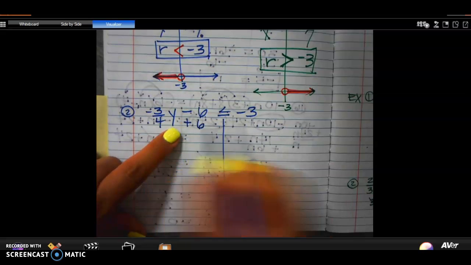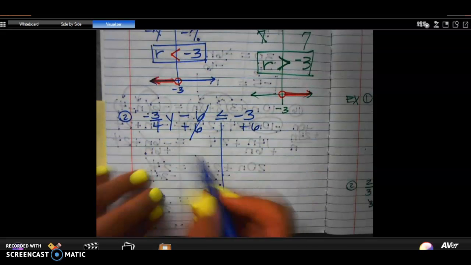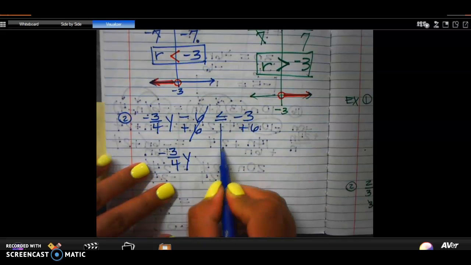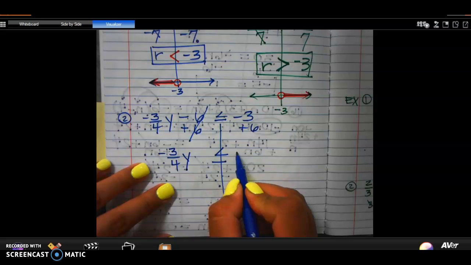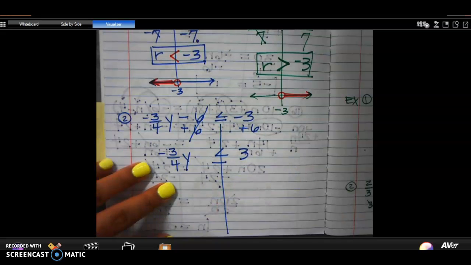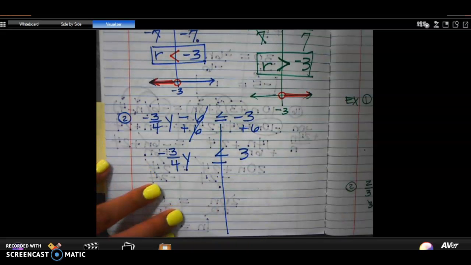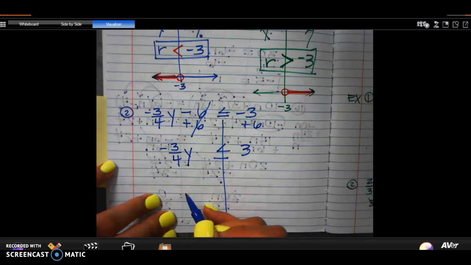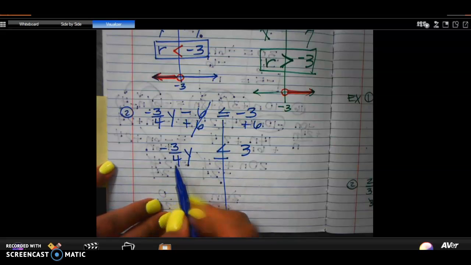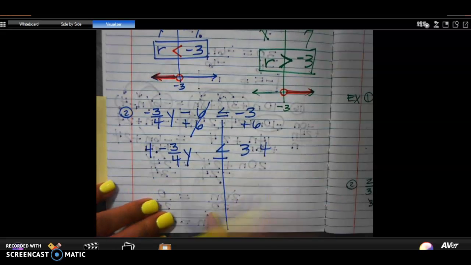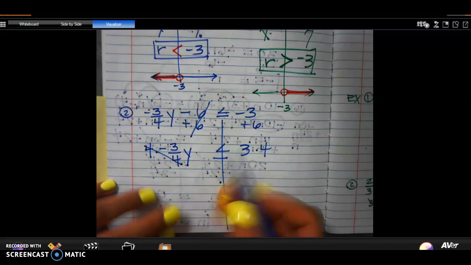I'm adding 6 to both sides. So I'm left with 3/4 y less than or equal to -3 plus 6 is a +3, sorry. Okay, and so now we're going to come to our left side and we're going to get rid of our fraction, one number at a time. Okay, if I'm dividing by 4, the opposite would be to multiply by 4, right? Okay, these simplify.